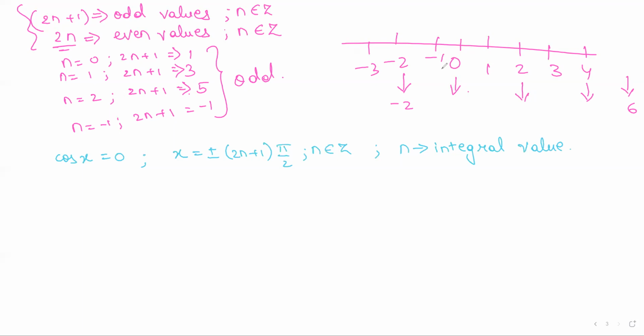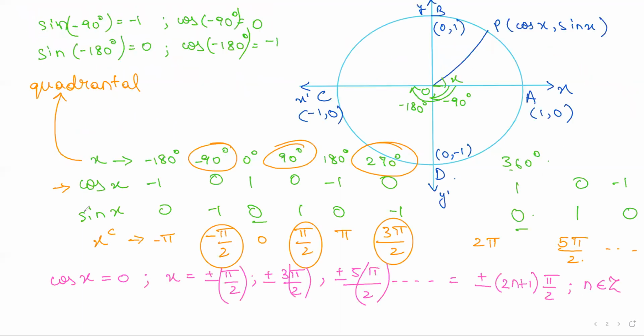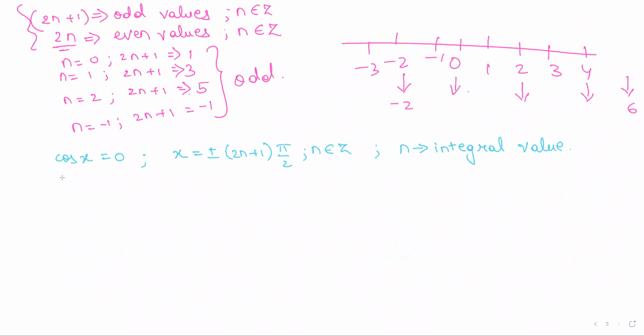What do you understand about sin x here? Sin x is 0 for these values: minus 180, 0, plus 180, 360, or in radians, minus pi, 0, pi, 2 pi, and so on. So let's write these. Sin x is equal to 0 for x equal to either 0 or plus minus pi, plus minus 2 pi, plus minus 3 pi, and so on.